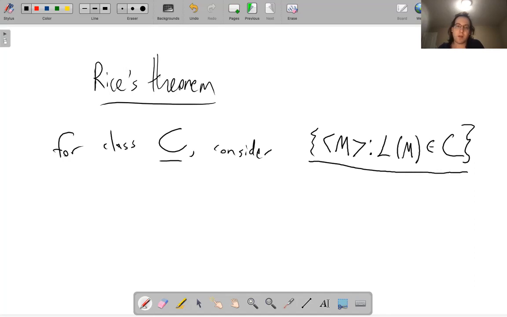C is not a language. C is a class of languages. It's a set of languages. But this thing here, this is a language. Let's call this A, or maybe A sub C, since it depends on C. It is a language of descriptions of Turing machines such that the language of all strings the Turing machine accepts is in the class.